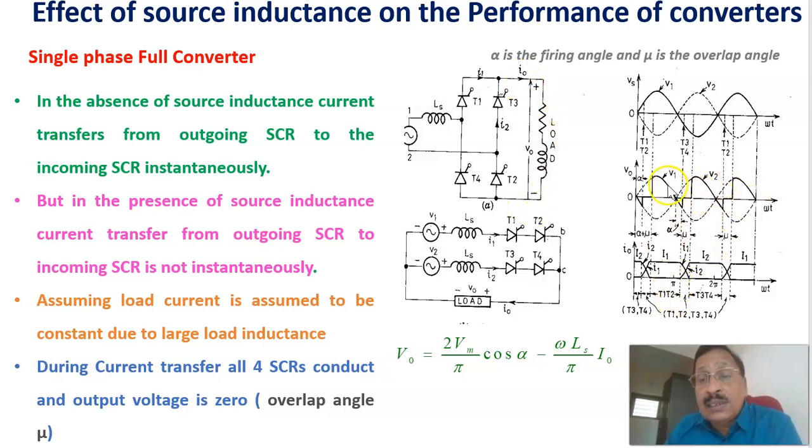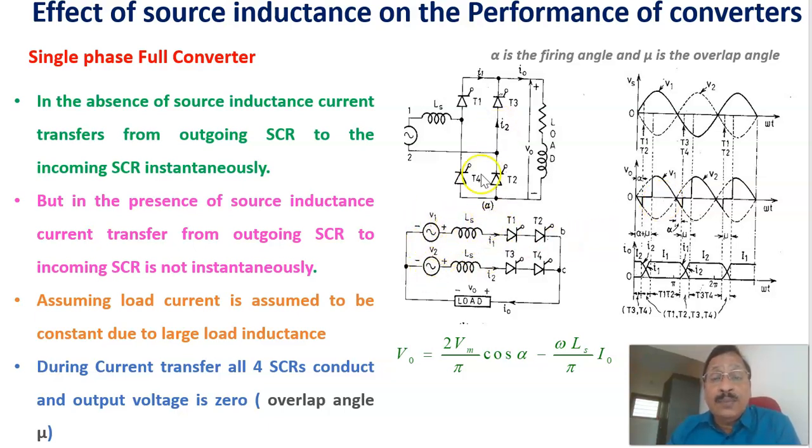Here the thyristors that are conducting during the different instances are marked. During this period, T3 and T4 are conducting, and during the overlap period, T1, T2, T3, T4 are conducting. Again, in this period, T1 and T2 are conducting. The only thing is that during this overlap period, for the single phase case, all the thyristors are conducting and the output voltage equals 0. And the corresponding equivalent circuit is also shown here.